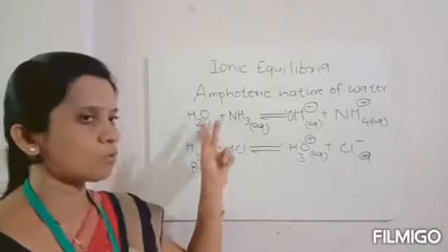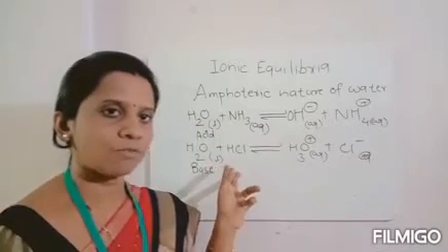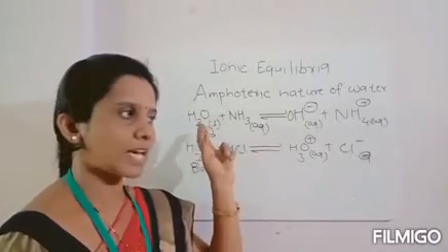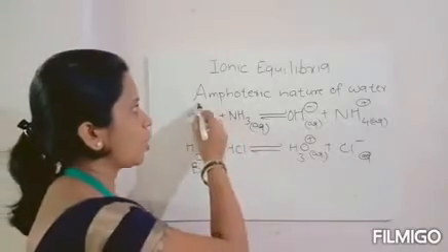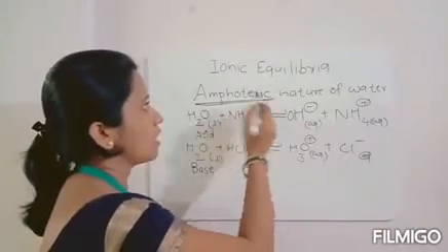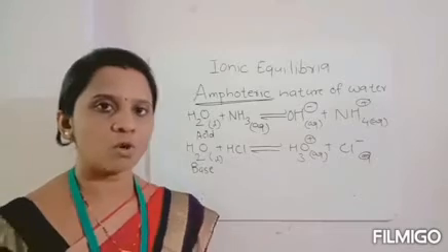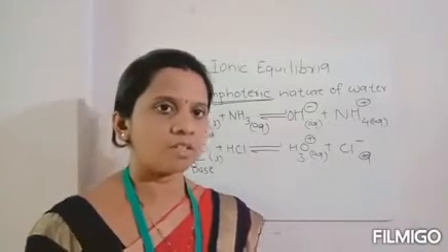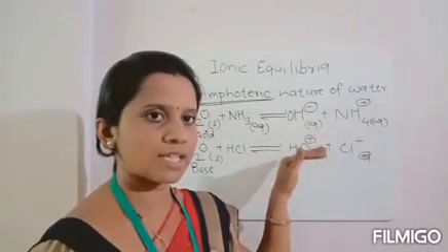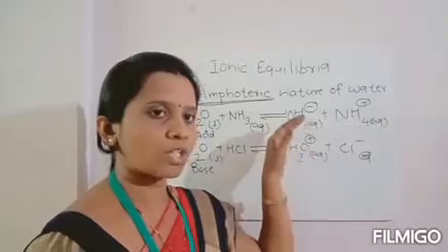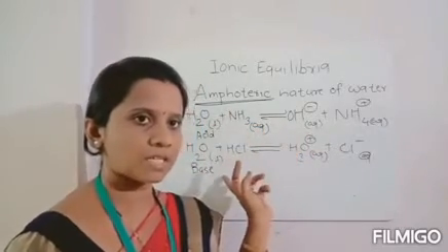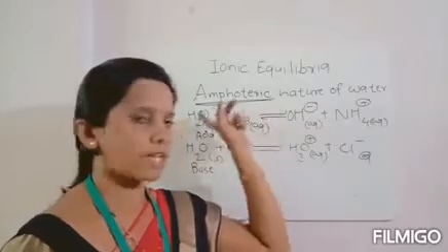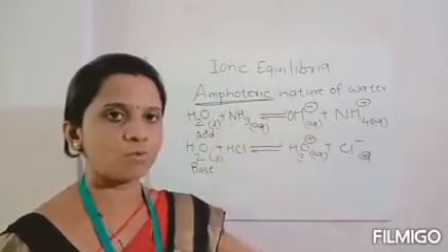So this nature of water, in which water behaves as an acid as well as a base, is called the amphoteric nature of water. Understood the concept? What is amphoteric nature? Water behaves both as an acid and a base. So this nature is called the amphoteric nature of water.